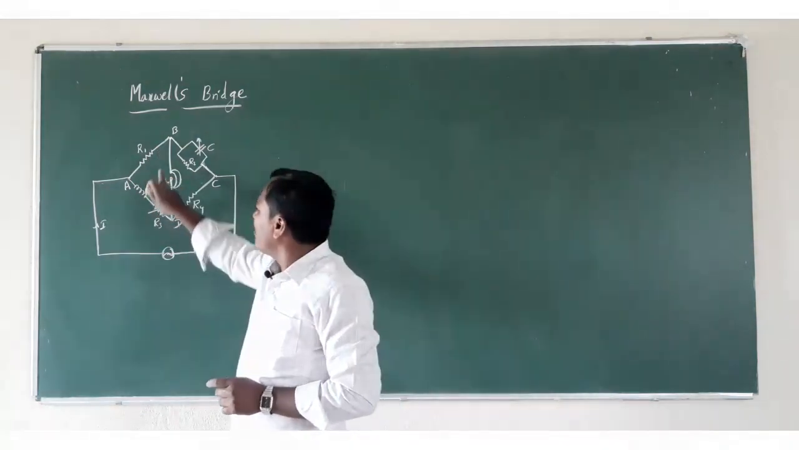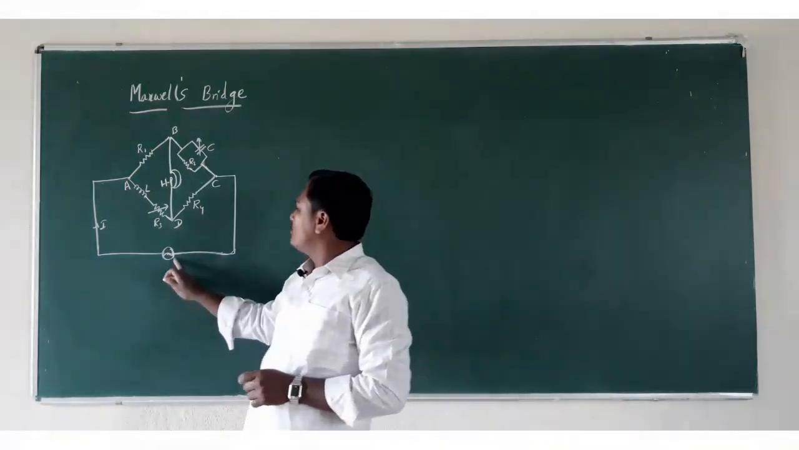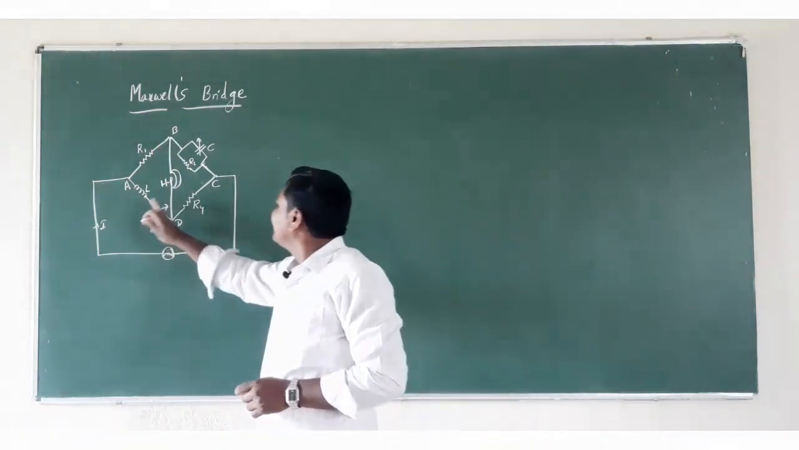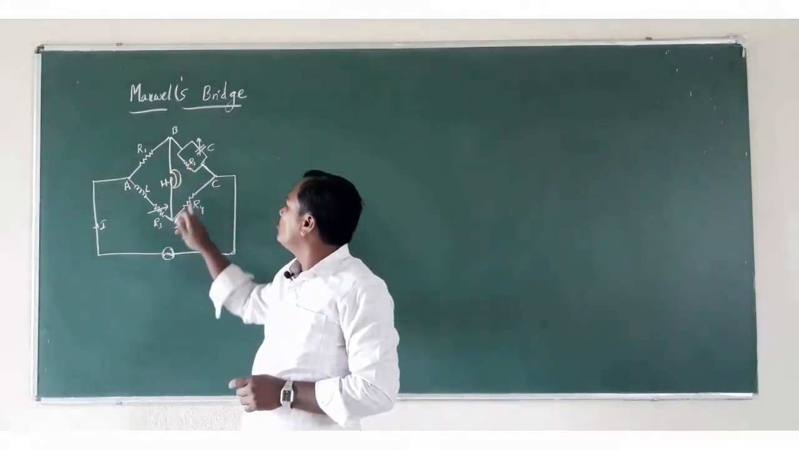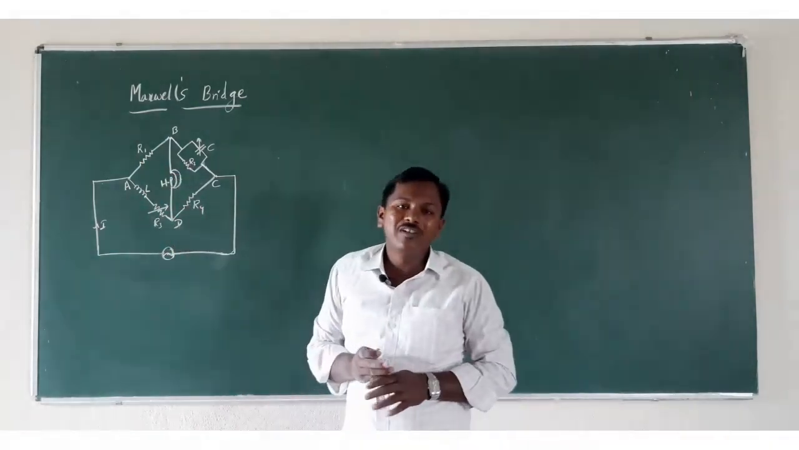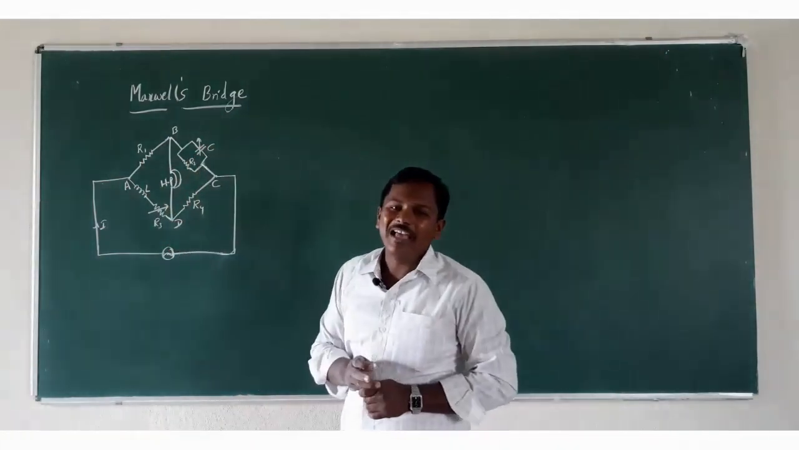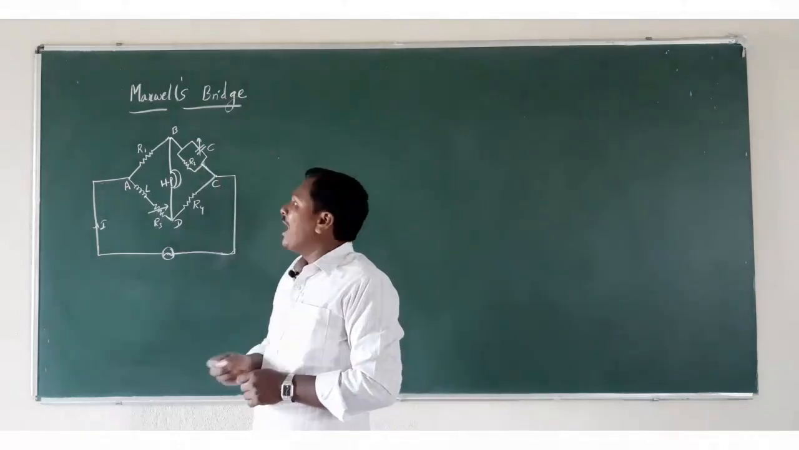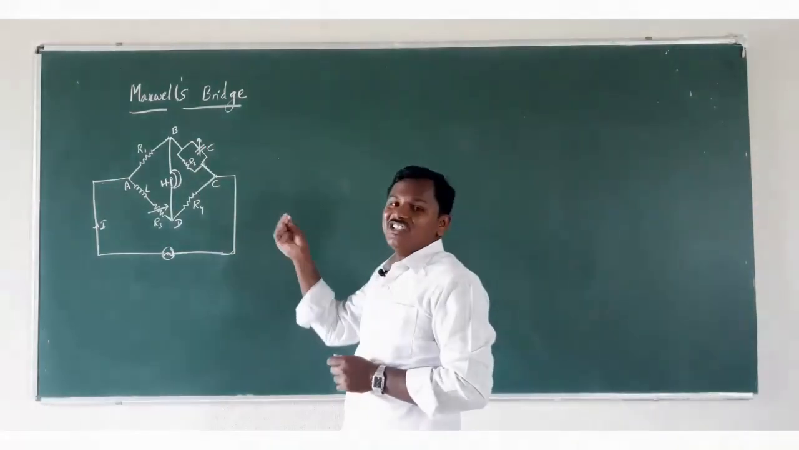Here one headphone is connected between B and D, and the AC source is connected across A and C. Here we used R1, R2, R3, R4 as 4 resistors, the inductor value that is L, and the variable capacitor that is C. And this Maxwell bridge is a modified form of Wheatstone bridge.